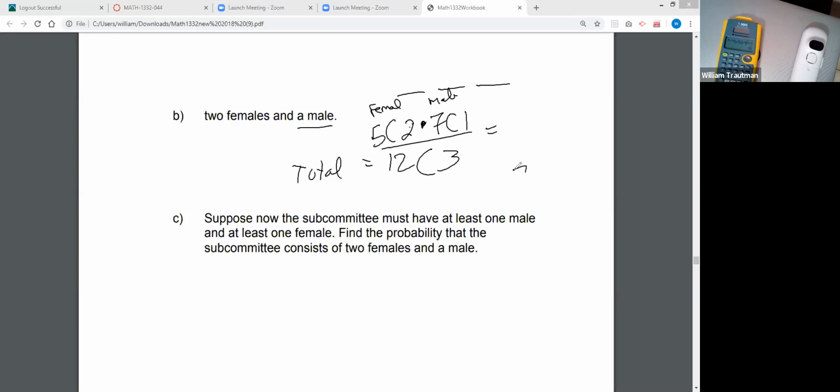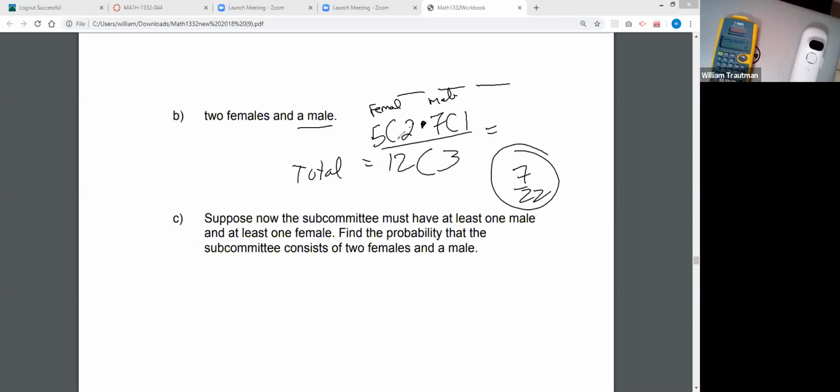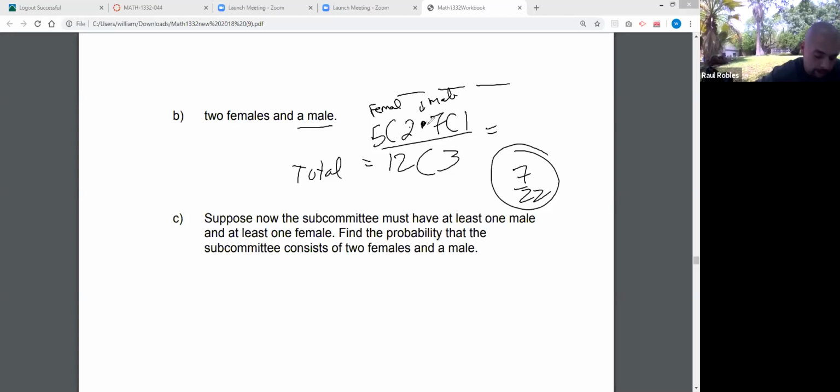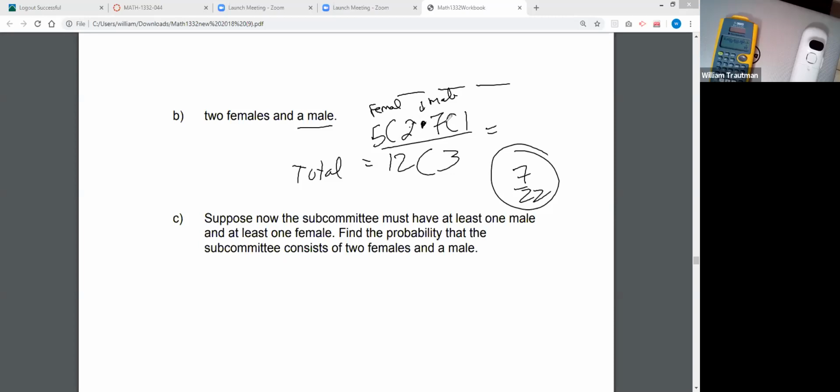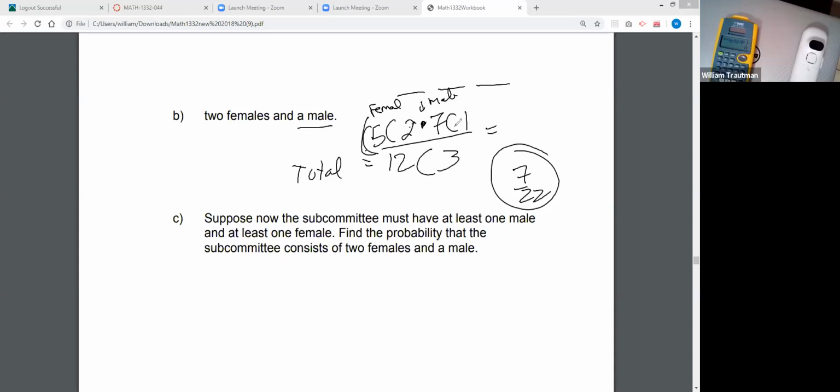Is that what you got? I got the same thing. 7 over 22 when you type it in. What did I do wrong? You maybe didn't hit multiply. Okay, all right, I see what I got. Or you put multiply afterwards. This had to be on top. I put 7C3. Okay. Yeah, 7C1. Yeah.